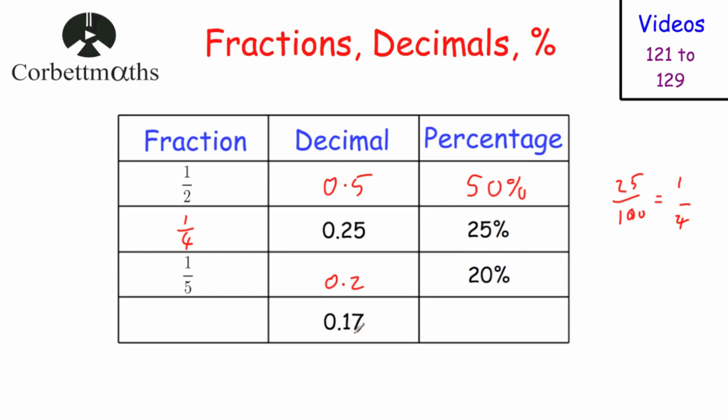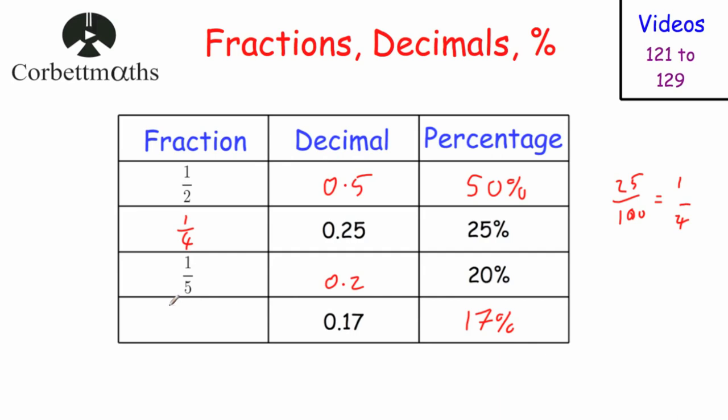And finally, we've got 0.17. Well, let's write that as a percentage to begin with. So let's multiply this by 100. So 0.17 multiplied by 100. Well, that would move the 1 two columns to the left, so it would be in the tens. The 7 would move two columns to the left, so it would move into the units or ones, so it would be 17%.